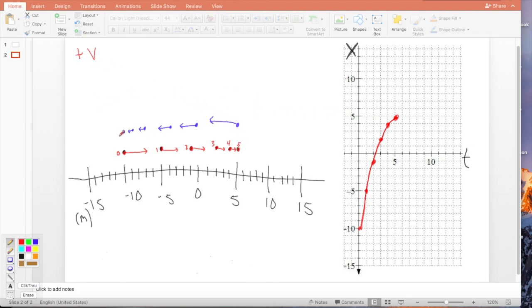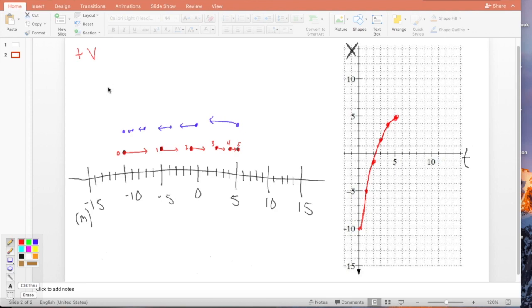Positive velocity, remember that just shows you direction. It's moving to the right in a positive direction. And this graph still shows that. It is increasing its position. As time goes on, the position on the x-axis increases. So the line goes up and to the right. That is what this tells us. A positive velocity is going up and to the right.